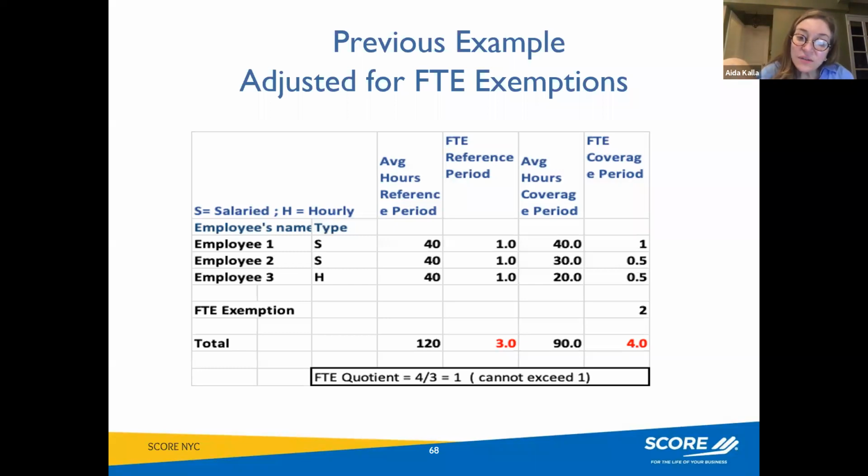I'm going to give a 1 to each one of these employees because you qualify for the exemption. So now in the rightmost column, I'm going to put 2 in that column, whereas before I only had the 2, now I'm adding another 2. So now my total headcount calculation is a 4. If you compare it to the 3, it exceeds 1. Your FTE quotient now is 1. That's a good thing. So that shows you how the FTE works.